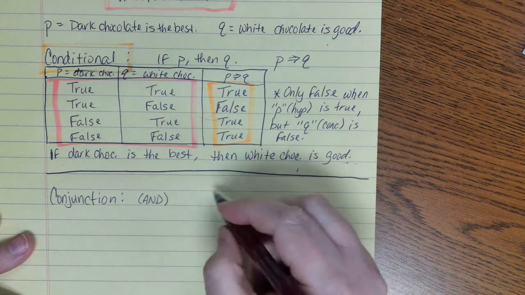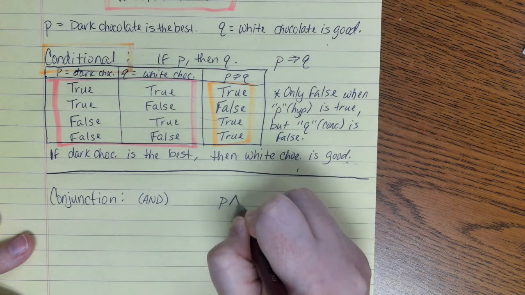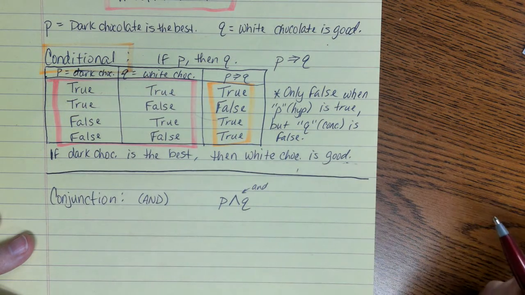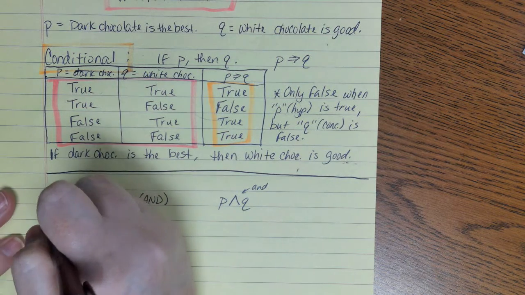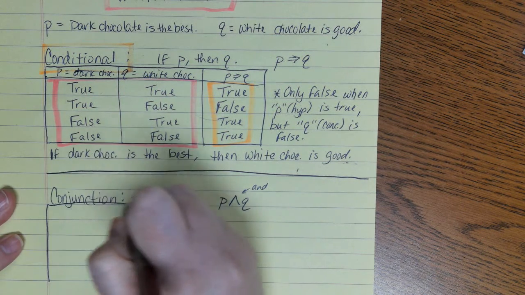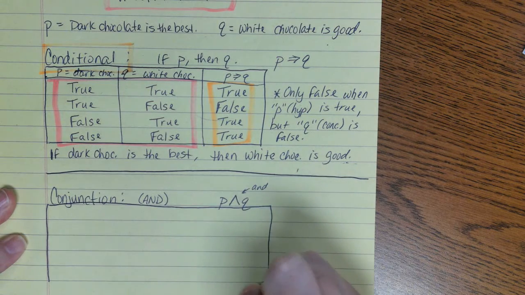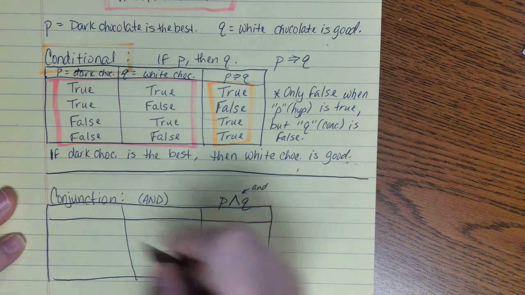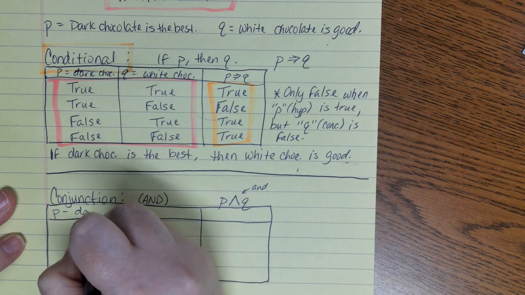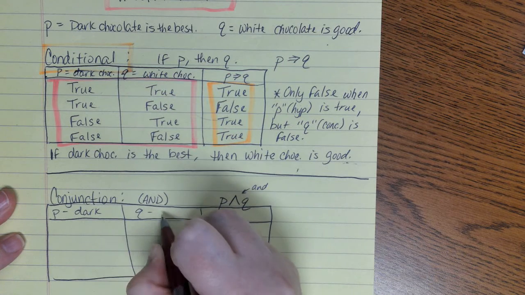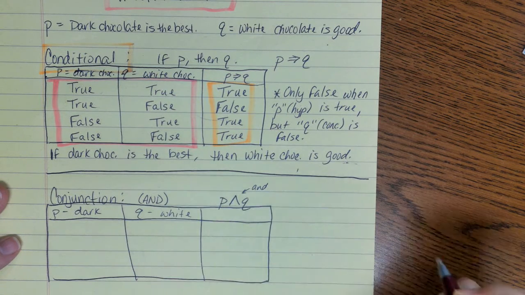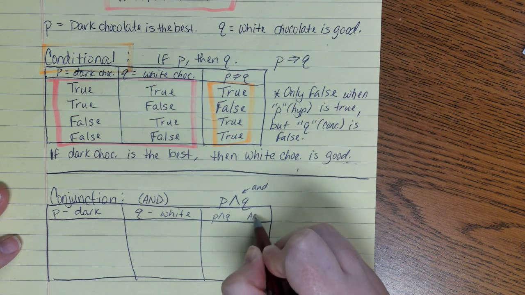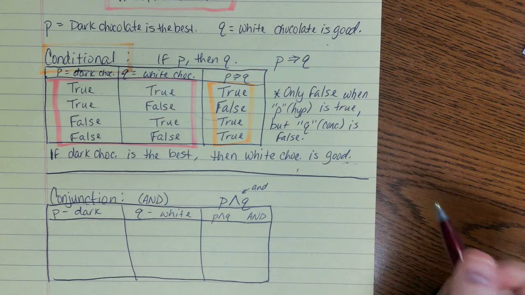Okay? And our symbol for this, new symbols, P and Q. This means and. New math symbol right here. It's like an upside down V. So when you have your truth table, you still have your 5 lines, because the top one is still your categories. You got your P, which is dark chocolate is best. You got your Q, which is white chocolate is good. And you've got your P and Q. You can either write P and Q like this, or you can just write and, whatever way you prefer. That part's up to you.